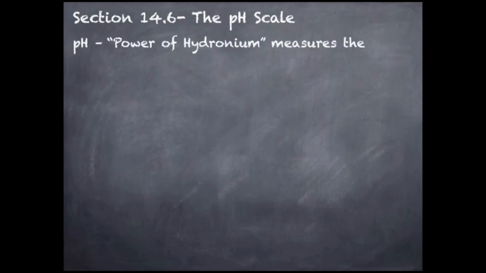So pH actually stands for power of hydronium, which is the same thing as saying hydrogen ions. And the reason why the pH scale is important is because the concentration of hydrogen ions we're going to be measuring is going to be very, very small. And what the pH scale allows you to do is take really small numbers and make them between about 0 to 14. So it makes them much more manageable.